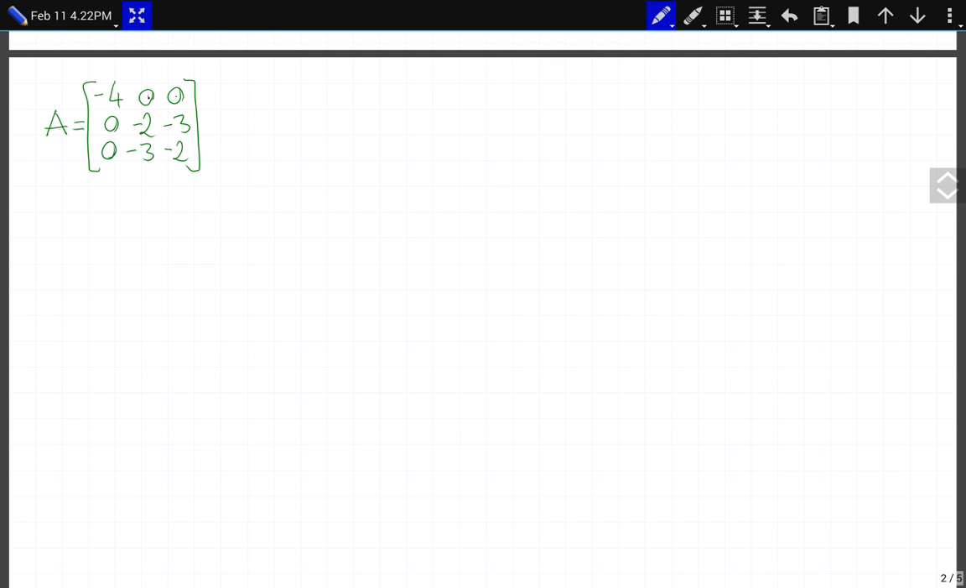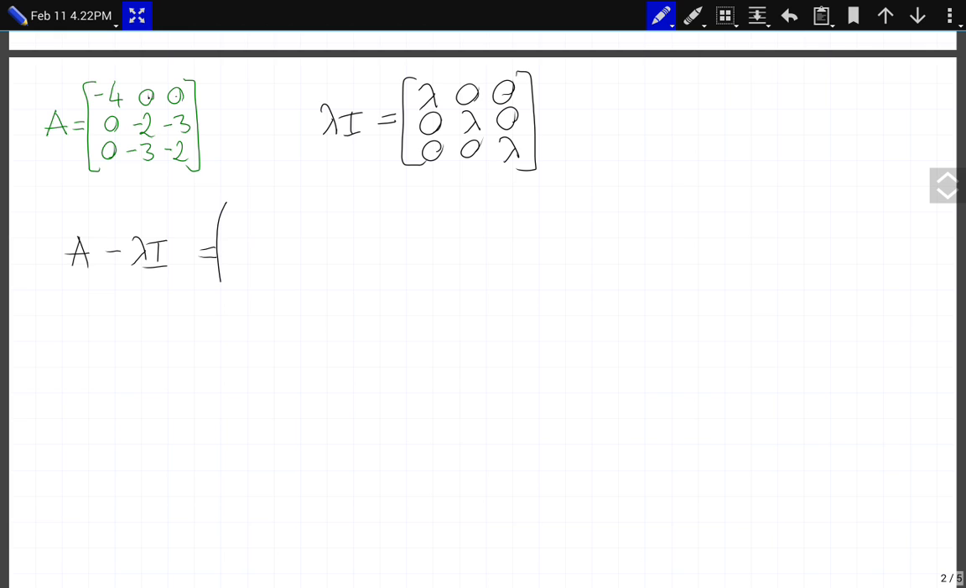So we have our matrix A here. Now we need lambda times I, which is just the identity matrix with lambdas on the diagonal and zeros everywhere else. And now A minus lambda I is equal to minus 4 minus lambda. We have this minus this. It's minus 4 minus lambda. Now 0 minus 0, and again 0 minus 0, and again.